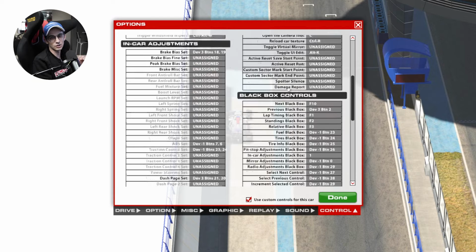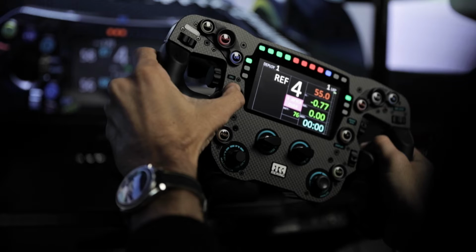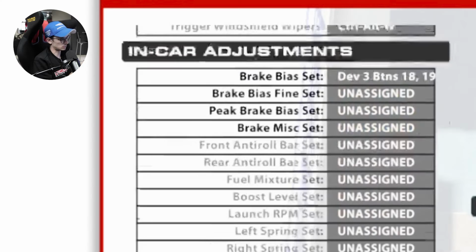This next section is all about the in-car adjustments. So starting off with your brake bias. This is your standard brake bias as you would be using it in the car. So just forward or back. And then below that is brake bias fine set.